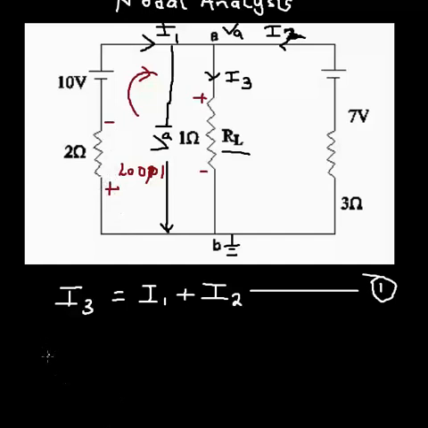From loop one, I'm going to have 10 volts, then plus the voltage across the 1 ohm resistor. That's my node voltage, and it's from positive to negative, so that's minus VA. Then I reach the 2 ohm resistor, from positive to negative. The current across this 2 ohm resistor is I1, which is what I'm looking for. So that's negative I1 multiplied by the 2 ohms, which is 2I1.